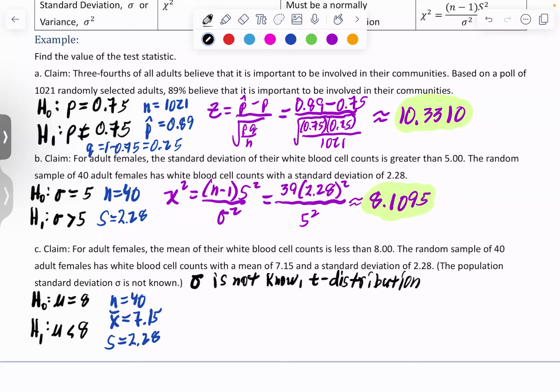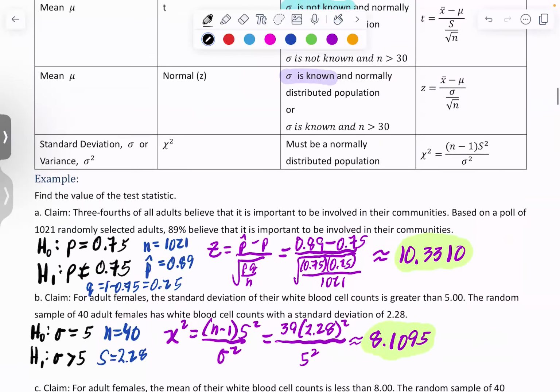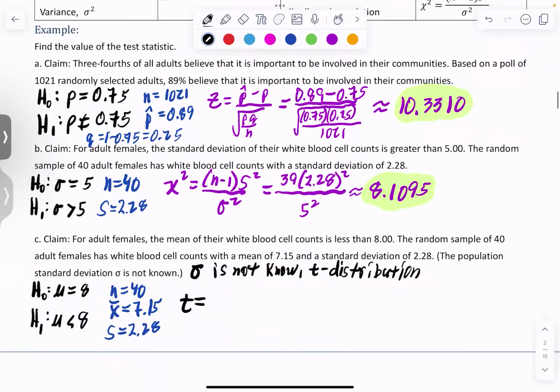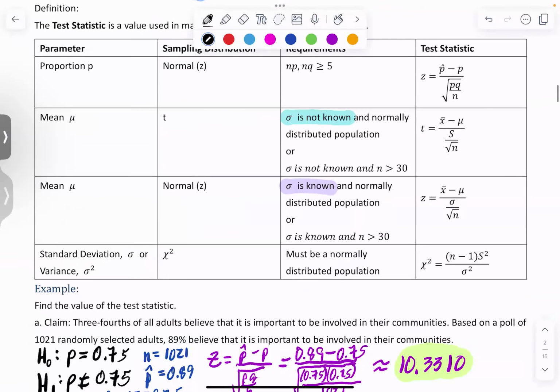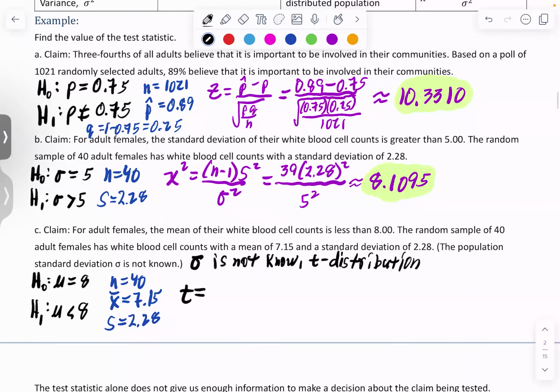Which means I'm going to be using the formula T equals, and it's going to be that one right there, X bar minus mu, over capital S over root N. So X bar minus mu over S divided by root N. And here we go.